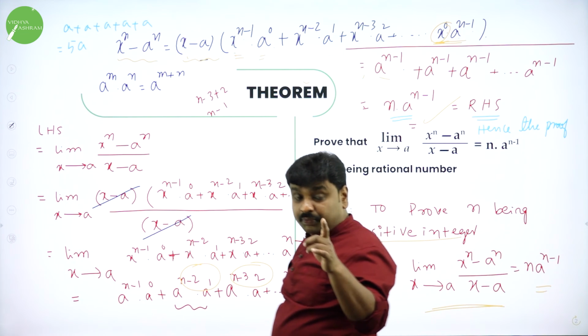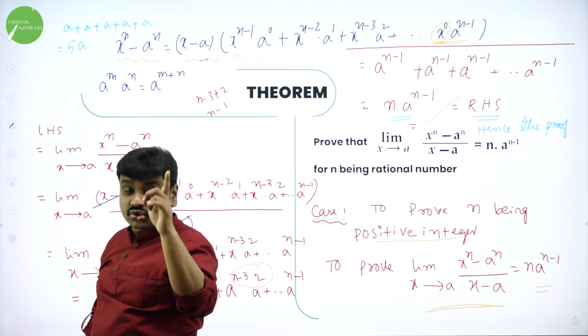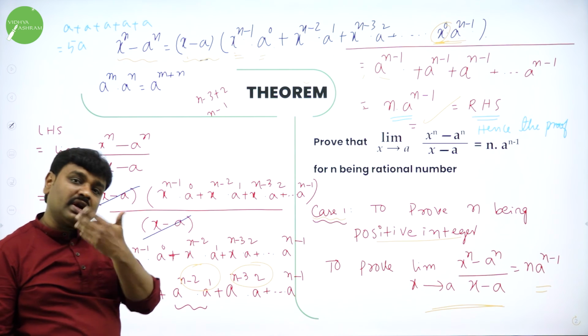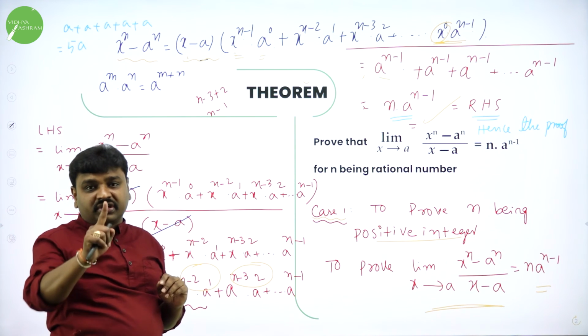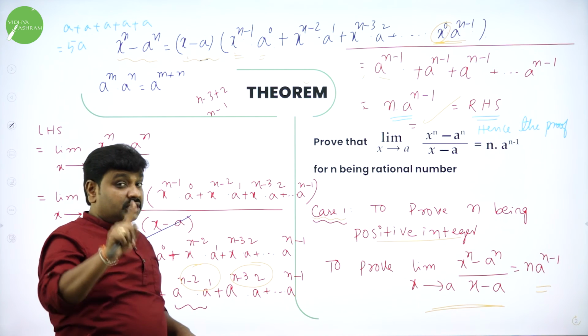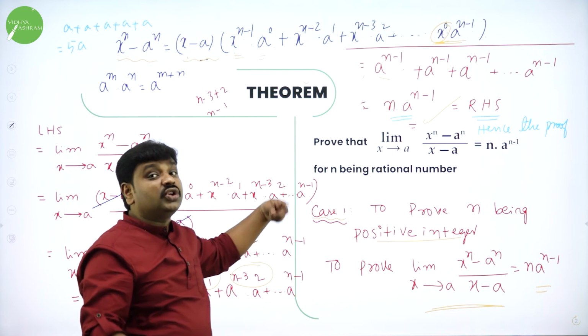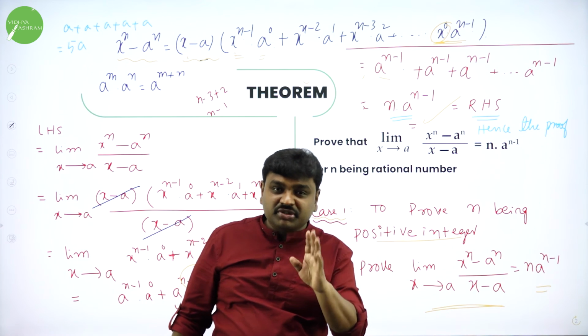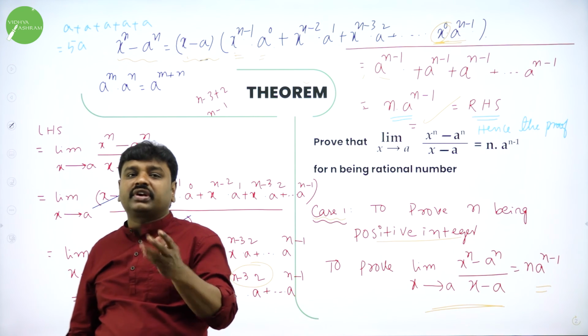Now we proved case 1. We proved the theorem is true for positive integers. What is case 1? To prove for positive integers. Now we conclude that the theorem is true for positive integers. This we will use for negative integers. Now the theorem is true for positive integers. Now we will go to case 2.